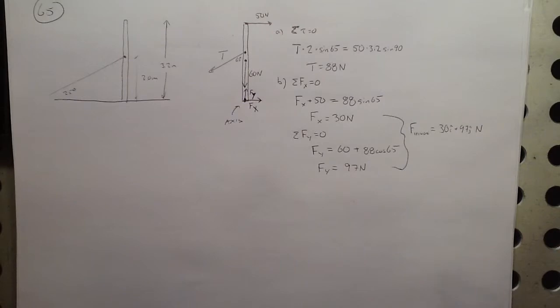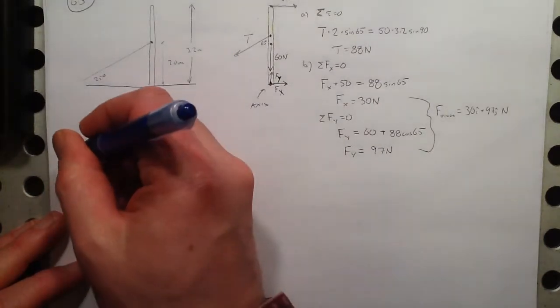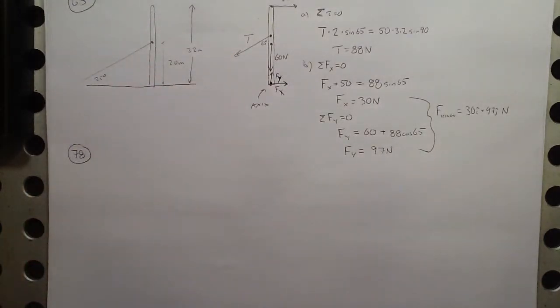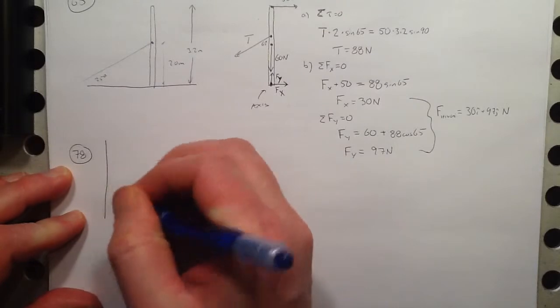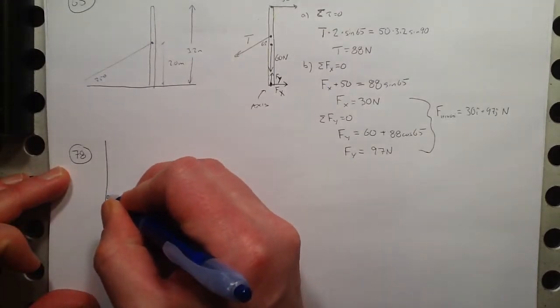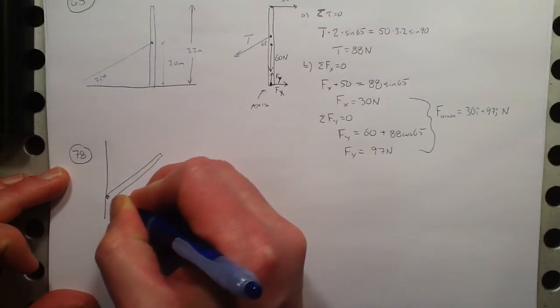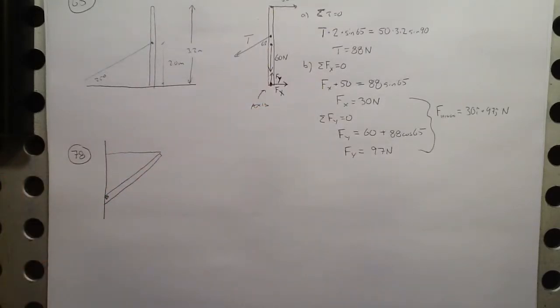Right. So I hope that that type of problem is becoming fairly routine now. And just in case it isn't, here's another one. Number 78. Once again, static equilibrium. I've got a beam here, and there's a horizontal cable attached to it here.